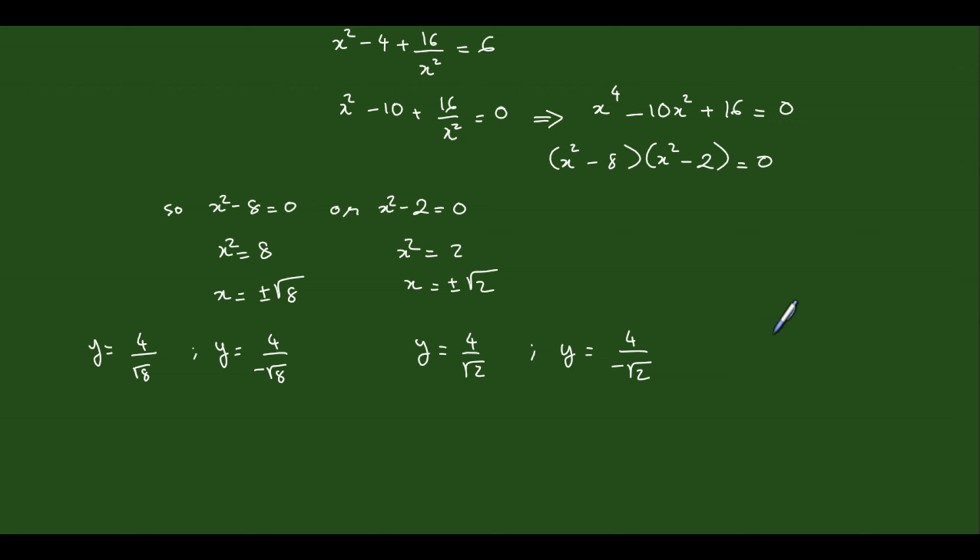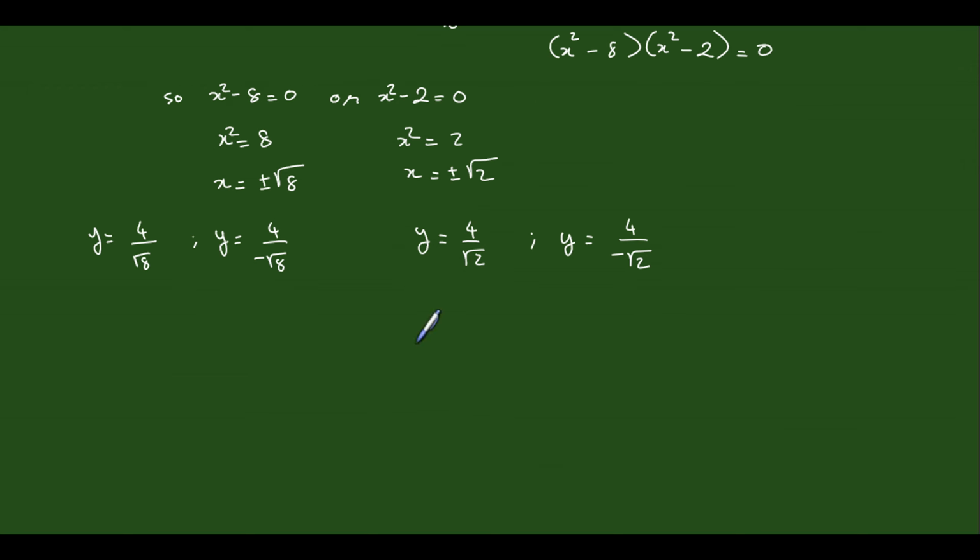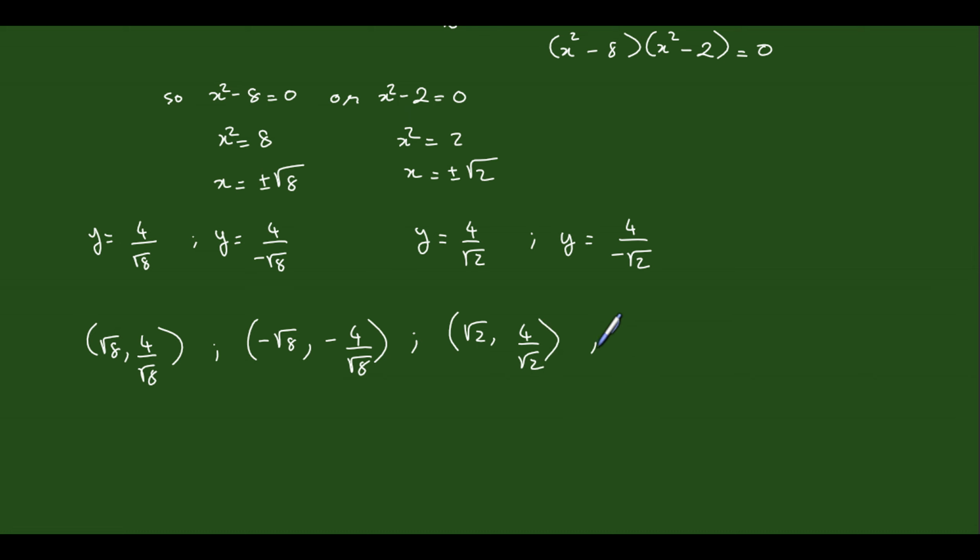So in total I will have 4 intersection points. The first one will be square root of 8, 4 over square root of 8. If you want to simplify, go ahead, but you don't have to. The second intersection point will be negative square root of 8, comma negative 4 over square root of 8. The third one will be square root of 2, comma 4 over square root of 2, and the last one will be negative square root of 2, comma negative 4 over square root of 2.